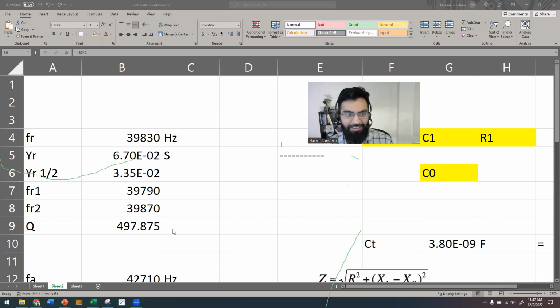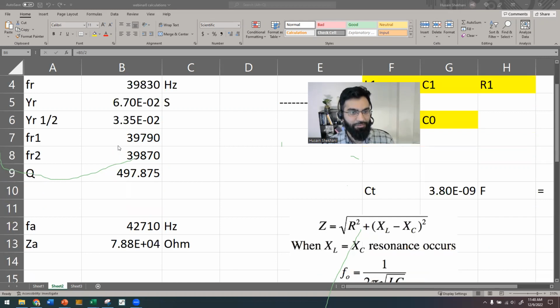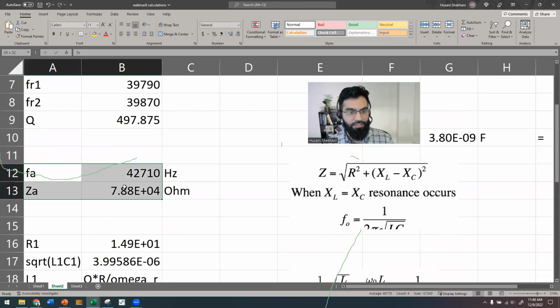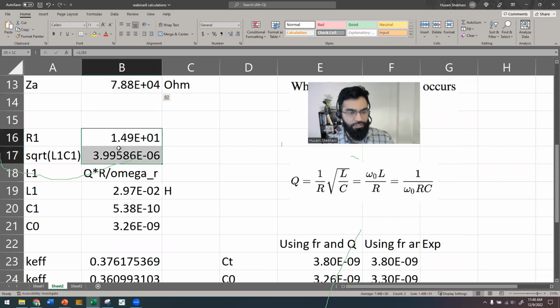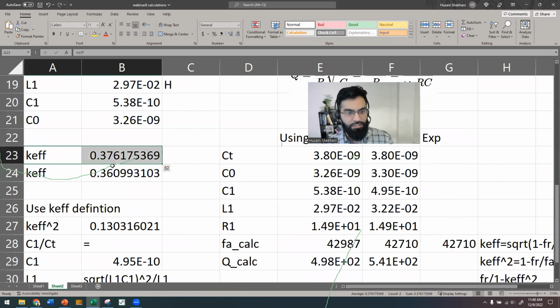Somebody's doing that. But okay, so 39 kilohertz, and then we have the resonance admittance. I find the half power bandwidth. I got the Q. Perfect. I measured the resonance and anti-resonance frequency. Oh, impedance, I didn't use that yet. I did all the calculations that I mentioned for R1, 1 over admittance, L1, C1, C0. Then I did this coupling factor analysis.